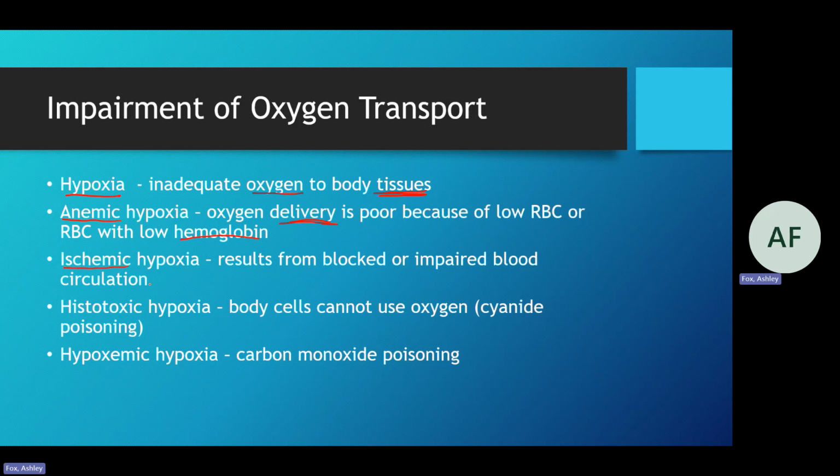Ischemic hypoxia, still hypoxia, is not enough blood to the tissues, but this is because you blocked the road or slowed down circulation for whatever reason. If your road is blocked, well, less oxygen can get into that area, so you have less oxygen in body tissues. If you have a slowdown, it's going to take longer for the oxygen to get there, and the tissues are going to be deprived of oxygen.